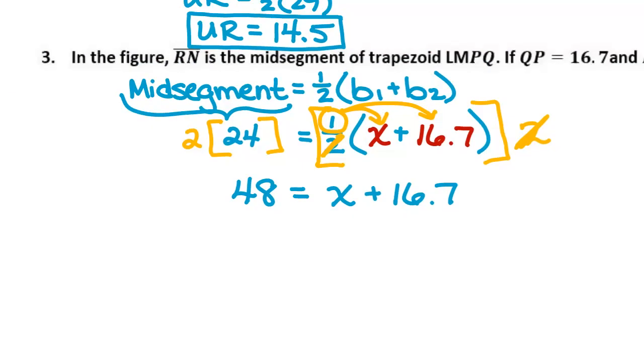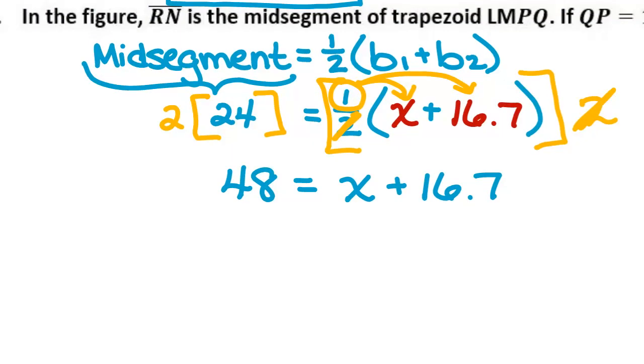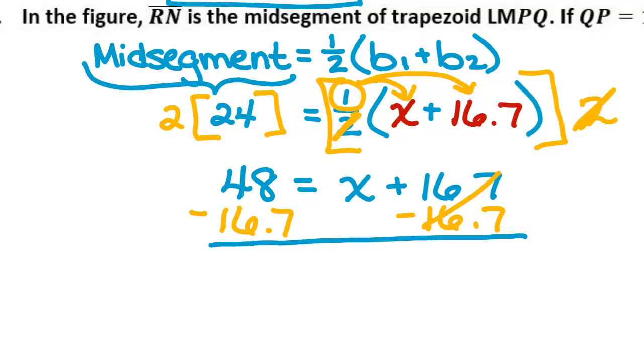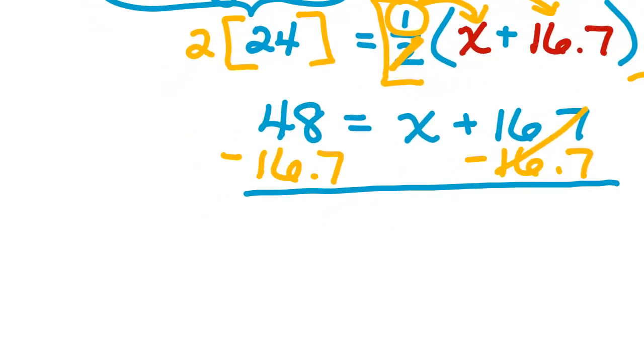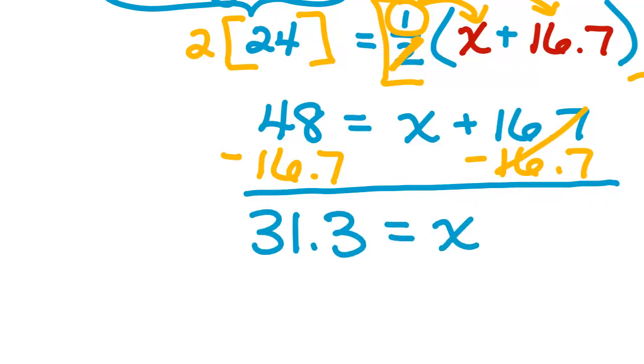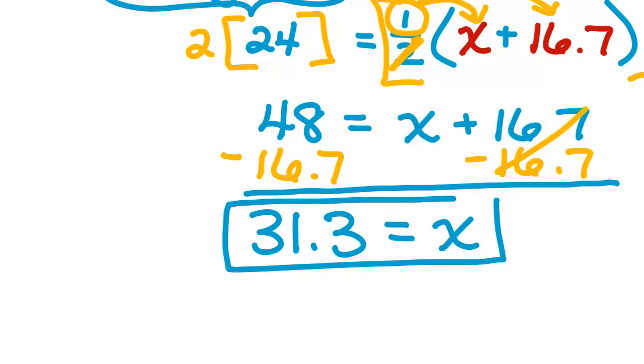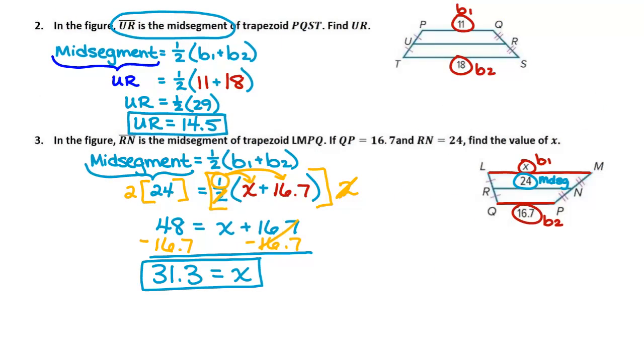So the first thing we do is we get rid of the fraction by multiplying by the denominator. That cancels the denominator out, so we don't have a fraction anymore, and you distribute the numerator inside the parentheses. Then we're going to subtract 16.7 from both sides. And that would give us what for x? 31.3 is the value for x. Nicely done.